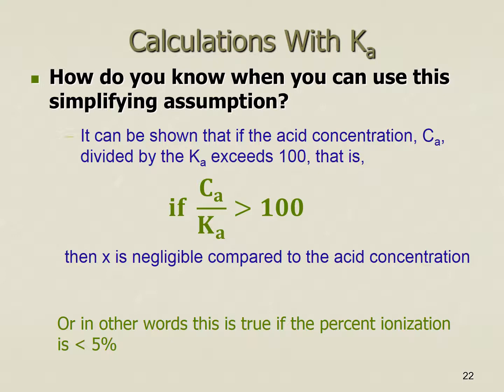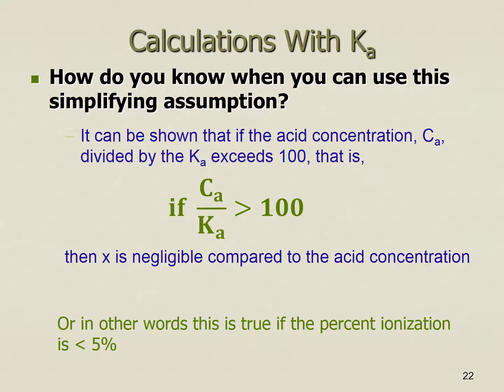Well, it turns out that if you take the concentration of the acid that's generally given in the problem, divided by the Ka, which is either given to you or you can look up, if that number is greater than 100, what that means is that X, or the amount of H plus ion concentration that's around, will be so much less than the original acid concentration that it will be negligible. Now, obviously, if you used 100 significant figures, it wouldn't be.